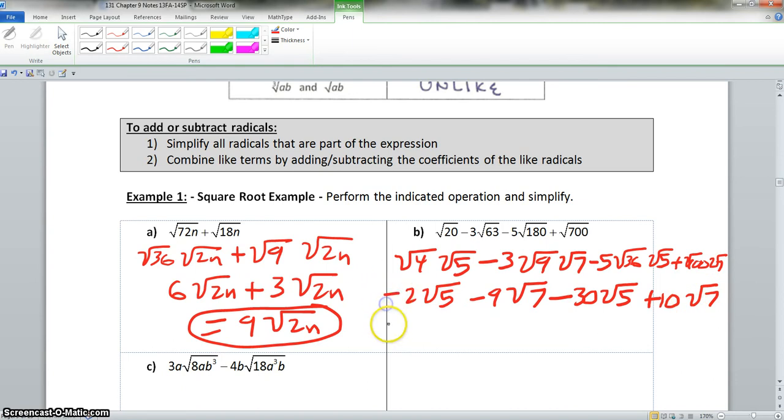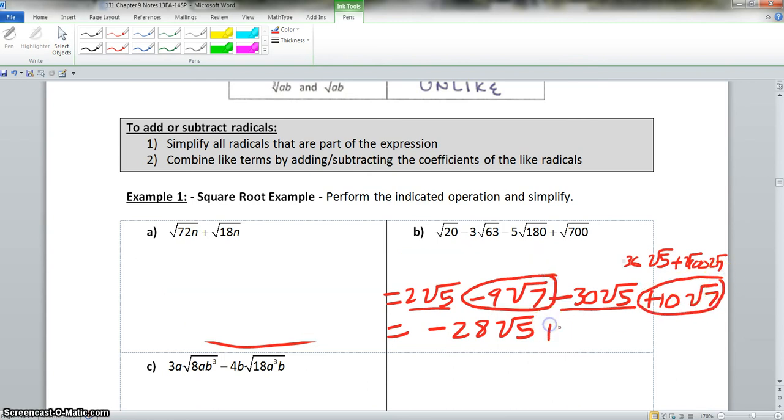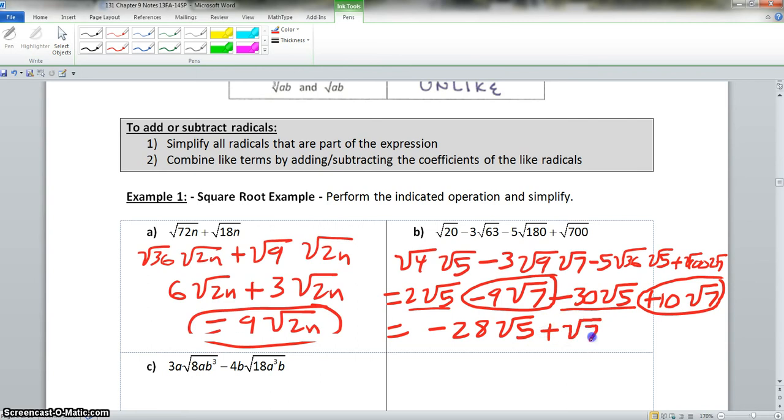Now if you look here, we do have some like terms. We have 2 square root 5 minus 30 square root 5, which is a negative 28 square root of 5. Now we have a negative 9 root 7 plus 10 root 7, which will give us a positive square root of 7.